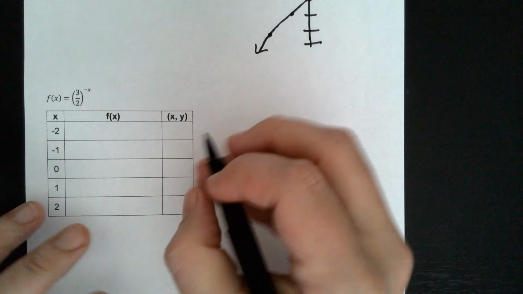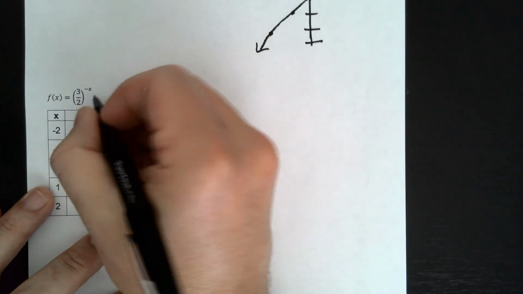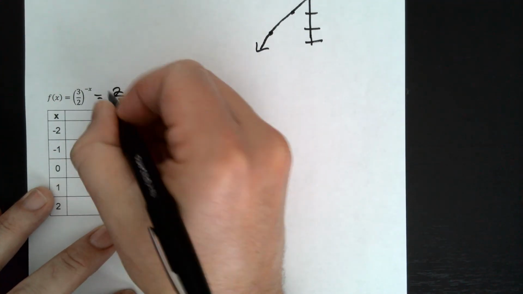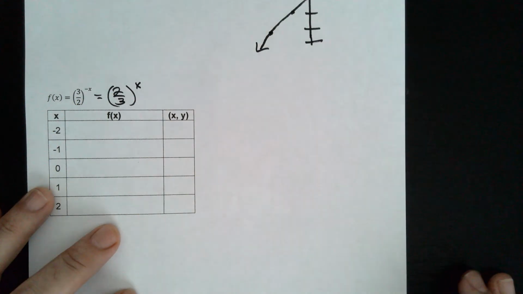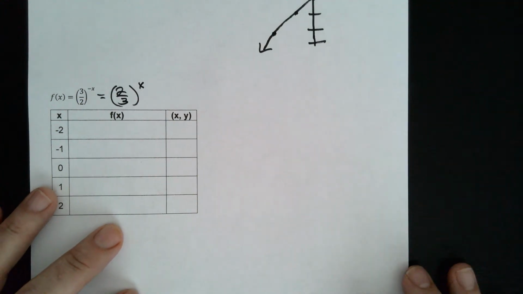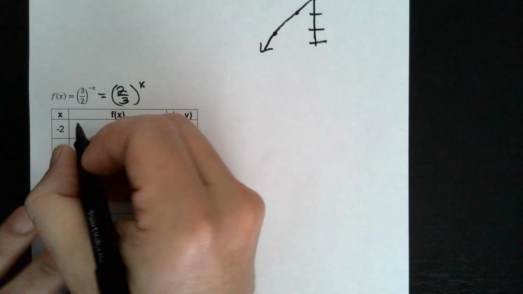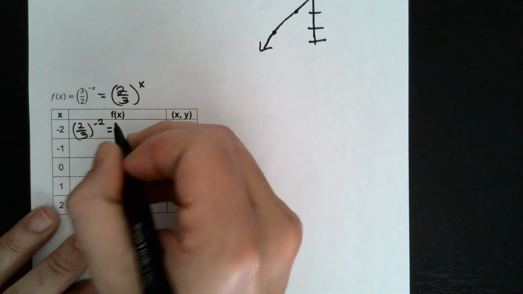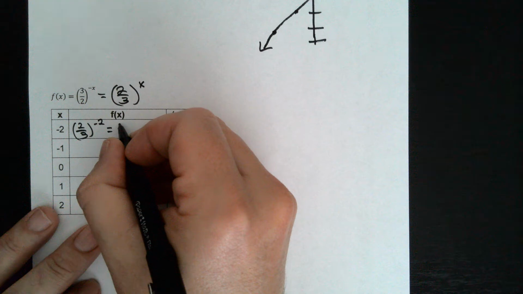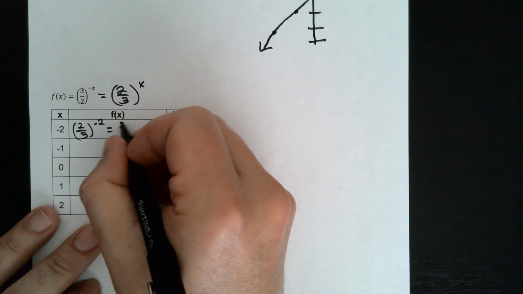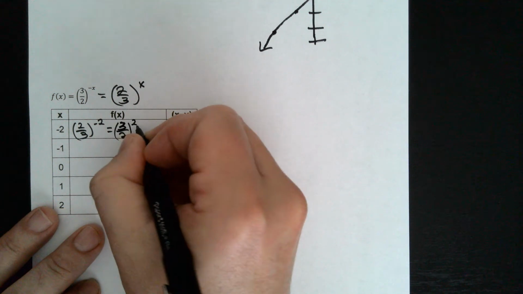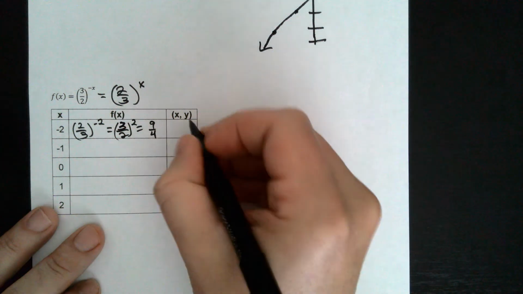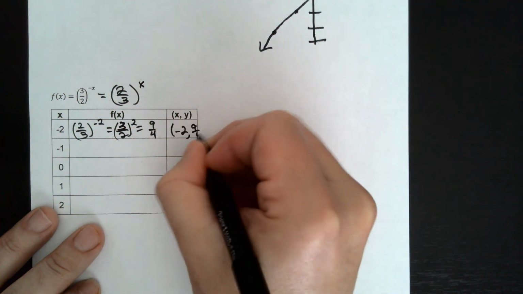All right, so last one, we've got a negative exponent. So all I'm going to do is flip it and make it a positive exponent. That's the only difference in this problem. We can just flip it and keep it a positive exponent. So that becomes 2/3 to the -2, which will be 3/2 to the 2, which is 9/4. Okay, so -2 comma 9/4.